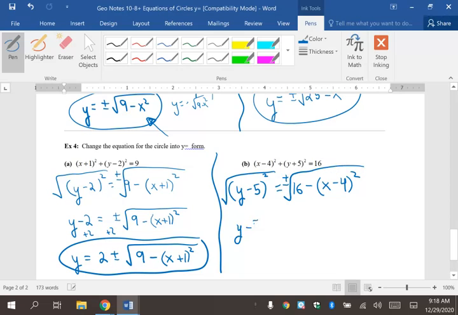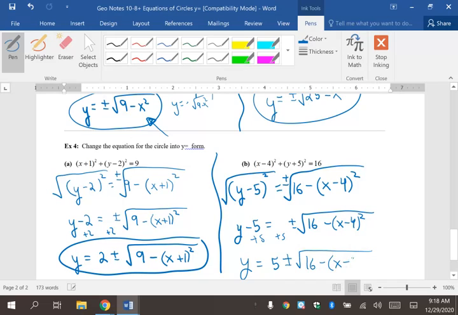So we have y minus 5 equals plus or minus the square root of the quantity 16 minus the quantity x minus 4 squared. And then we're ready to add 5 to both sides. And that's our final answer. y equals 5 plus or minus the square root of the quantity 16 minus the quantity x minus 4 squared.